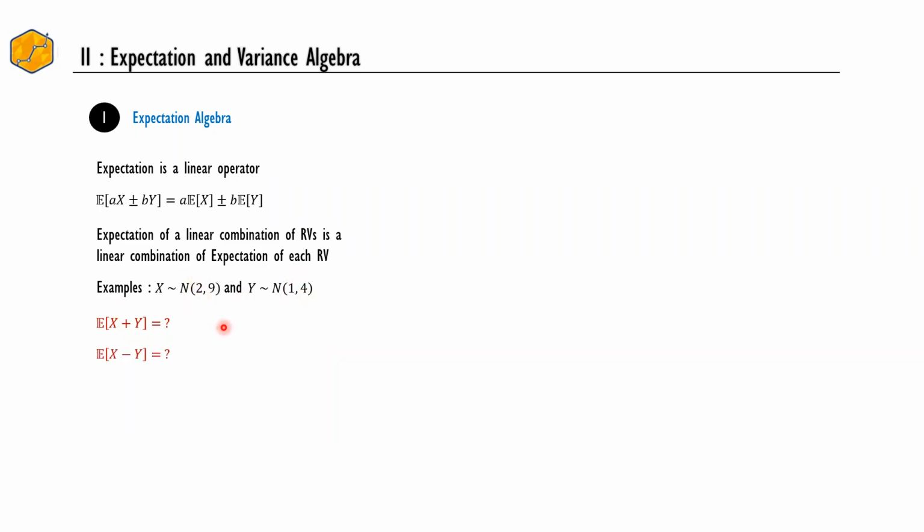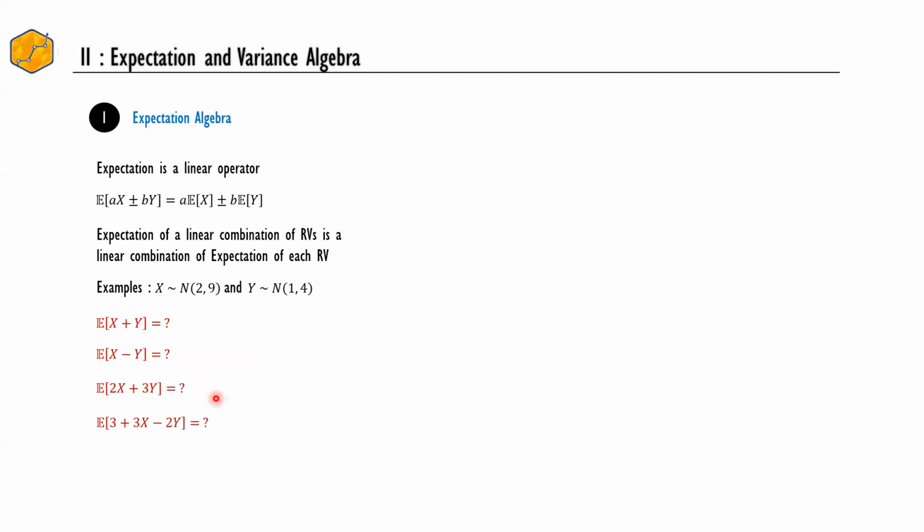Expectation of X minus Y. 2 minus 1, that's 1, straightforward. Expectation of 2X plus 3Y. Now this is a linear combination, full-fledged linear combination. What is the answer for this? Seven, right? Straightforward. 2 times 2, 4, plus 3 times 1, 3, 4 plus 3, 7.